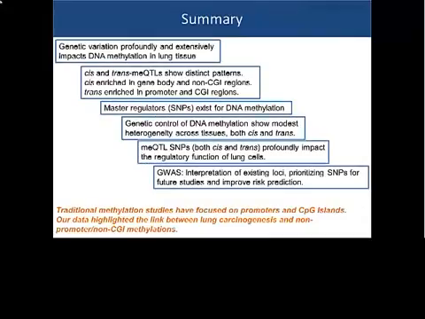So here's the brief summary of this talk. First of all, genetic variation profoundly and extensively impacts DNA methylation in the lung tissue. And we found that the cis and trans methylation QTLs show distinct patterns in terms of the proportion of detected methylation QTLs. And we, for the first time, proved that a master regulator exists for DNA methylation.